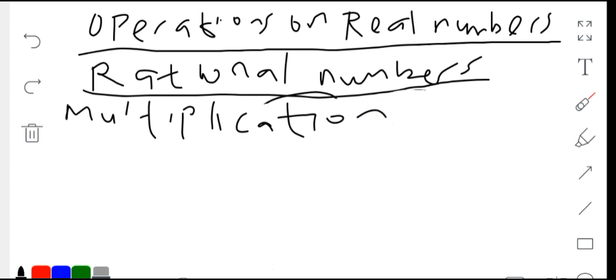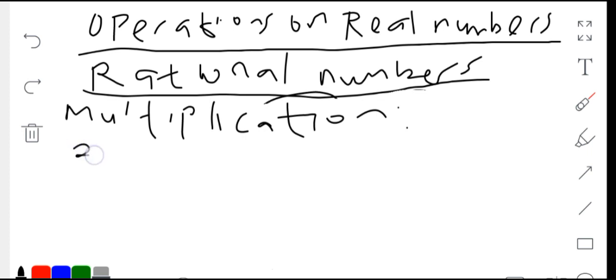Multiplication of rational numbers. What does it say? It's just combining several quantities into a single quantity. When you combine several quantities to make a single quantity, it might be 2, 3, or 4. That is referred to as the product.